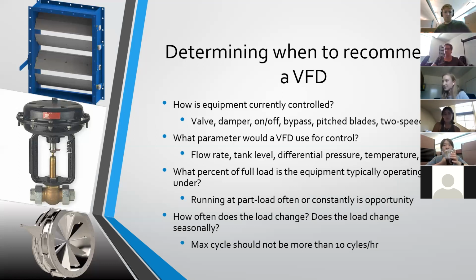Okay, parameters. So once you know how equipment is being controlled currently, you want to think about what parameter it's actually being controlled off of. So maybe it's being controlled by a valve, but that valve is changing based on a tank level, or it's actually measuring a flow rate somewhere and adjusting based on what flow rate it needs. There are many different parameters that you can use, and it really depends on the process you're looking at. So that's something that you'll have to ask the customer.